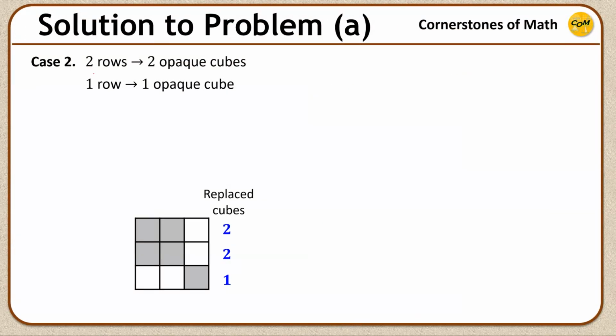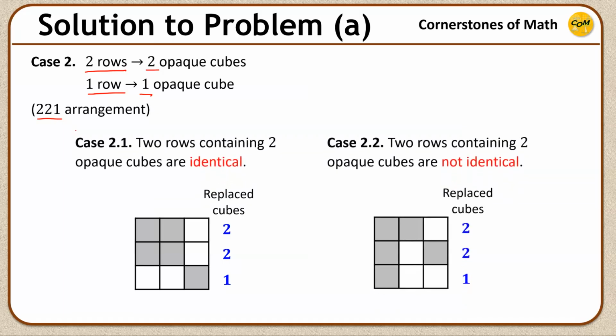The second case is when 2 rows contain 2 opaque cubes each, and the remaining 1 row contains 1 opaque cube. That is, now the 2-to-1 arrangement. As for this case, we need to divide cases further into 2 subcategories. The first case is where the 2 rows containing 2 opaque cubes are identical, and the second case is where the 2 rows containing 2 opaque cubes are not identical.